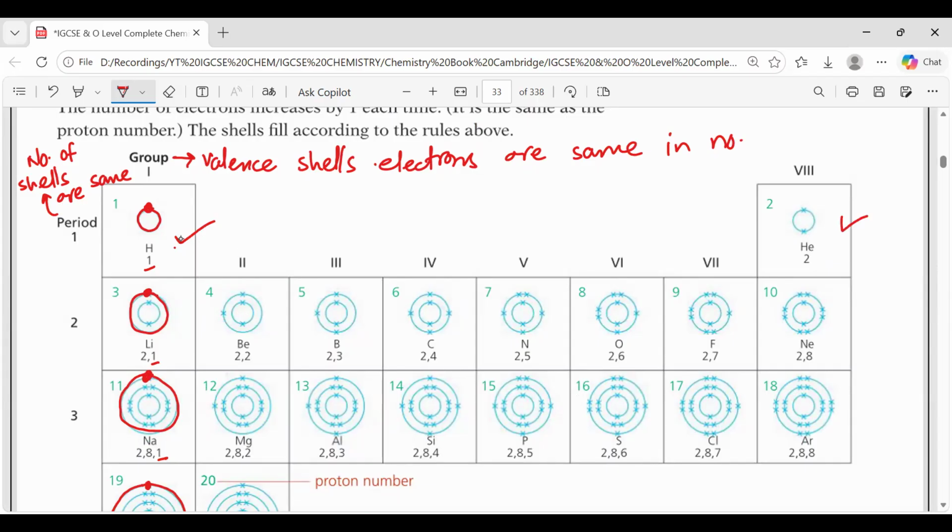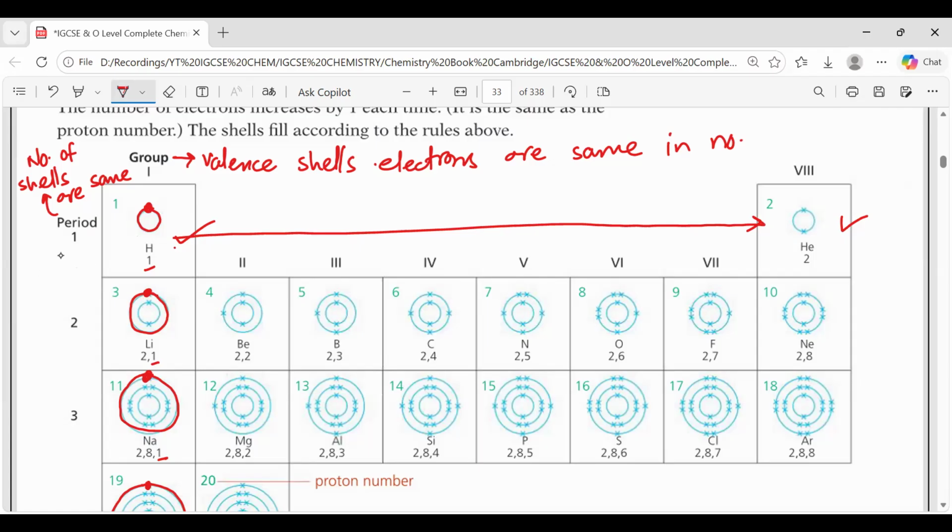How do we check period? From left to right. We check period from left to right. And how do we check group? We check group from top to bottom. All the elements of group one have one electron in their valence shell, right? In group one. Now we are checking periods.